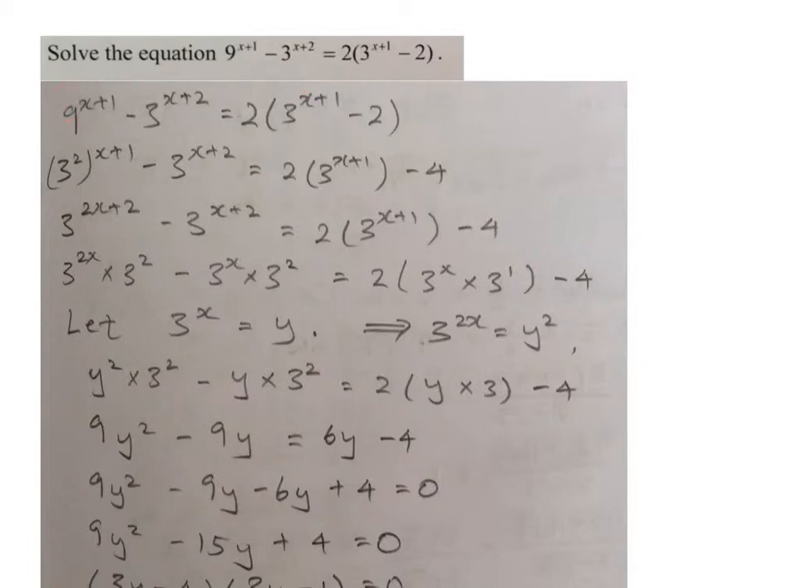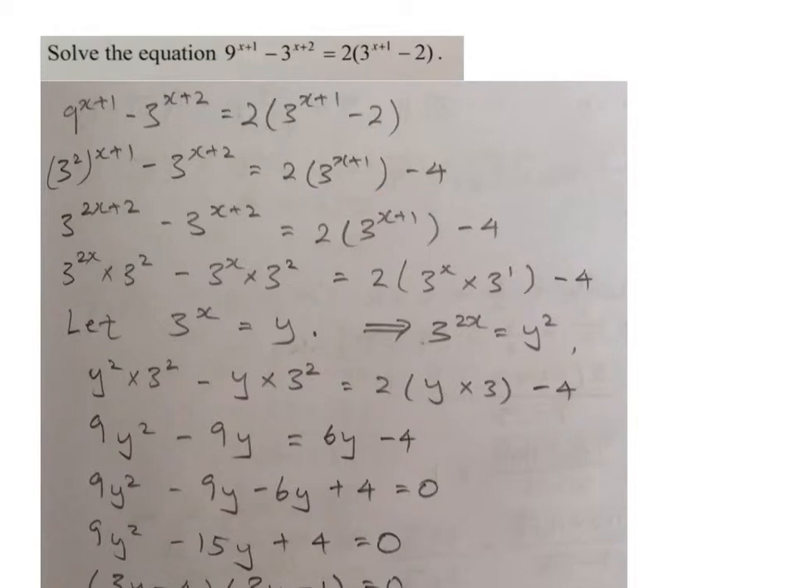Alright, next, can you see that all my terms that have power x, I can actually change to base 3. So 9, I can change it to 3 squared. Alright, so if I use the law of indices, I can multiply my 2 into my power over here to get 2x + 2. As for my right hand side, I multiply my 2 into 3^(x+1) and into my negative 2 to get this term over here.